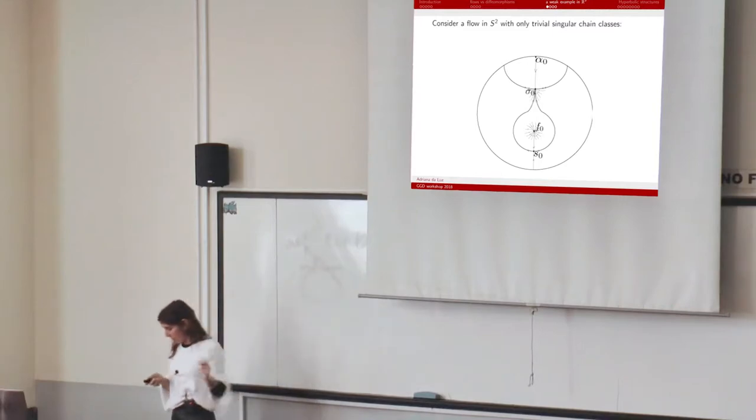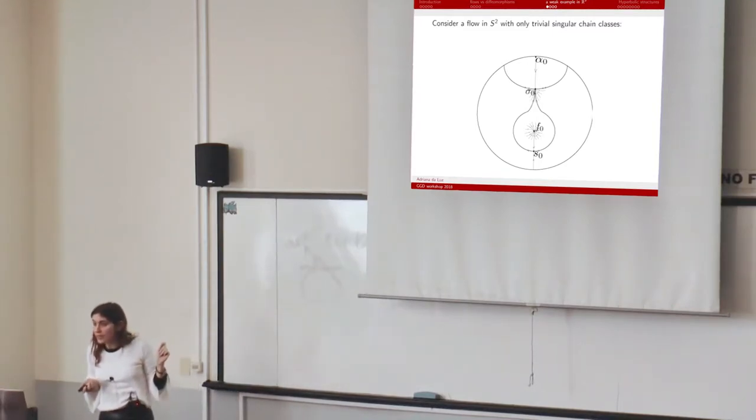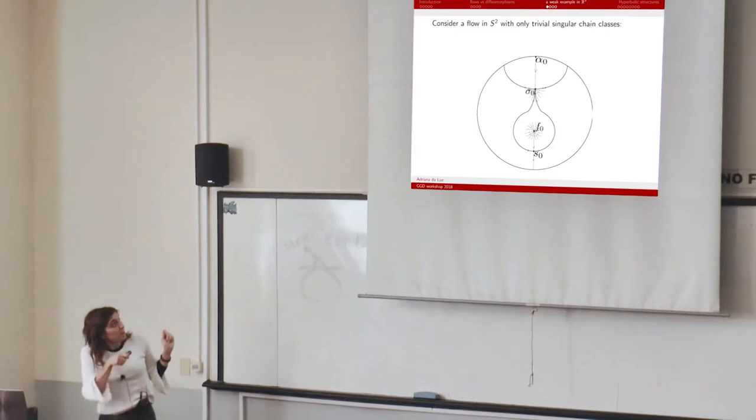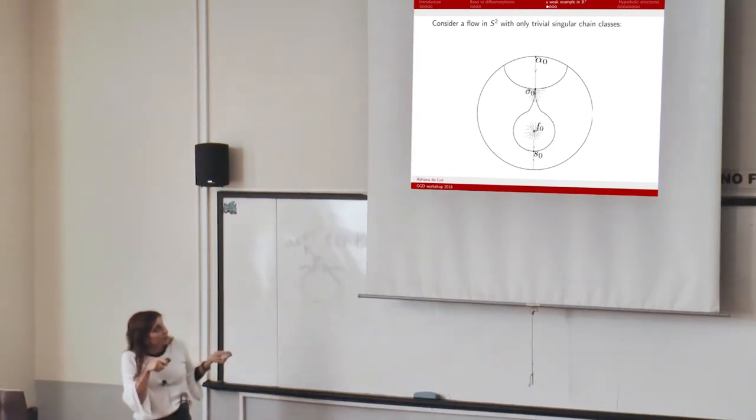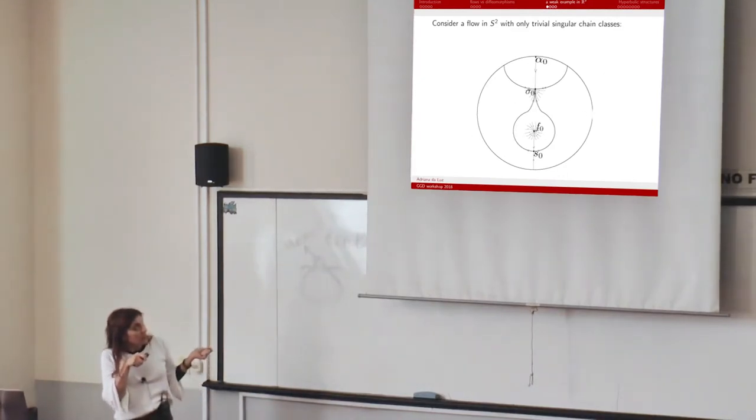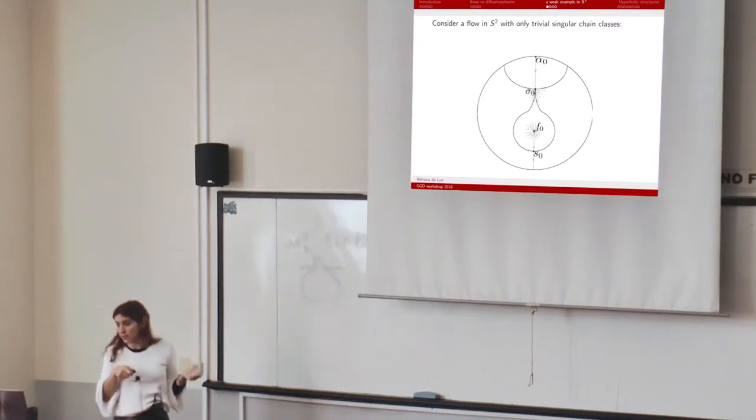So alpha 0 is a source, F0 is a source, this one is a sink, and this one is a saddle.